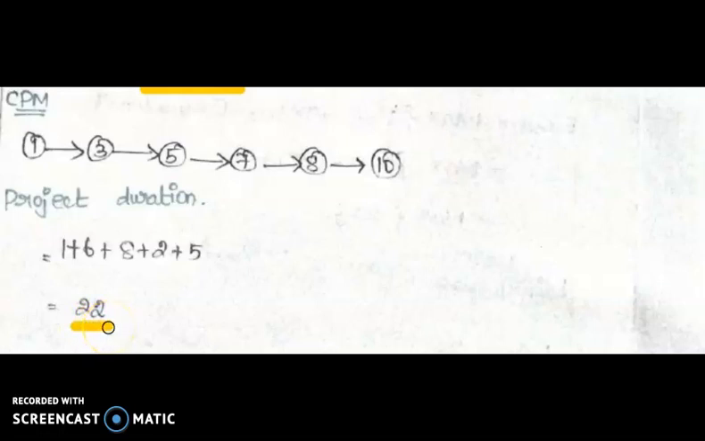Here we construct the network, compute the EST and LST, and find the critical path method, and we find the total project duration of the CPM.